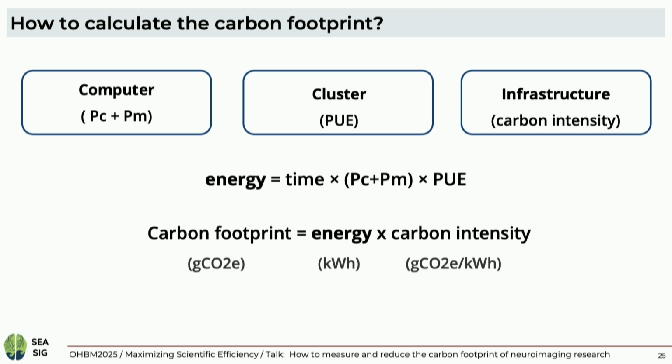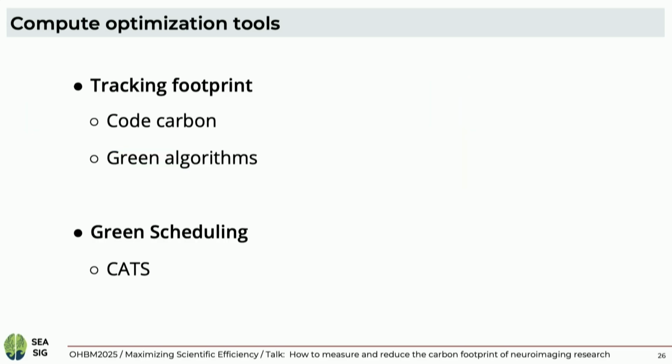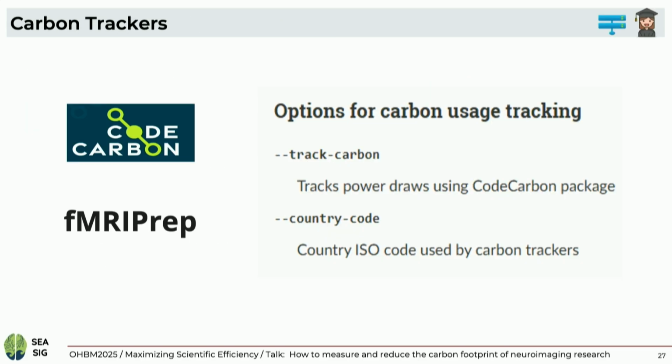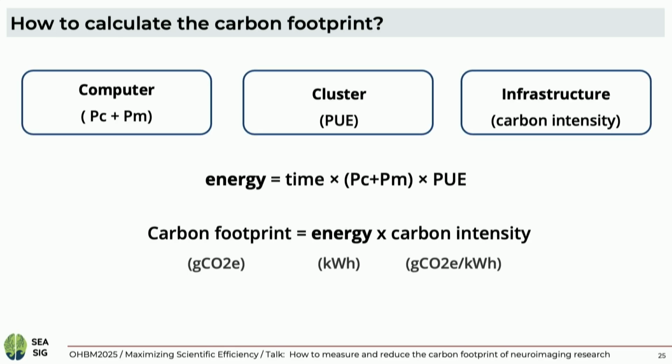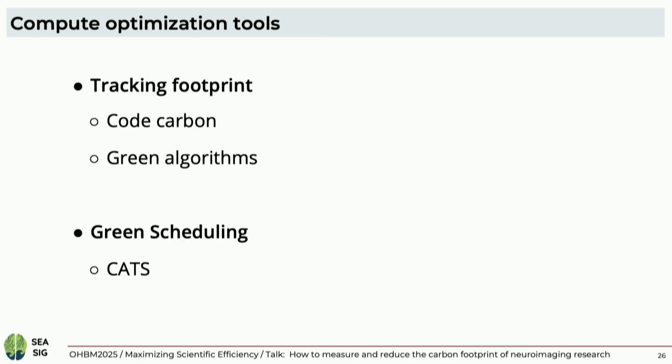Okay, so putting this together, the total carbon footprint is basically the energy consumption of your compute hardware multiplied by your infrastructure's efficiency, essentially. And you never have to do this by hand. There are now tools that let you calculate this automatically. One of those tools is called CodeCarbon, which lets you calculate carbon footprint automatically depending on where you're located.